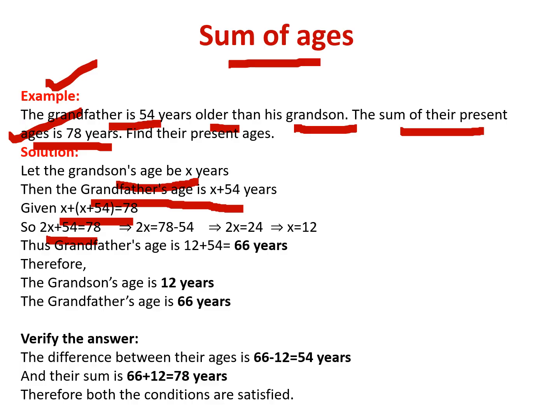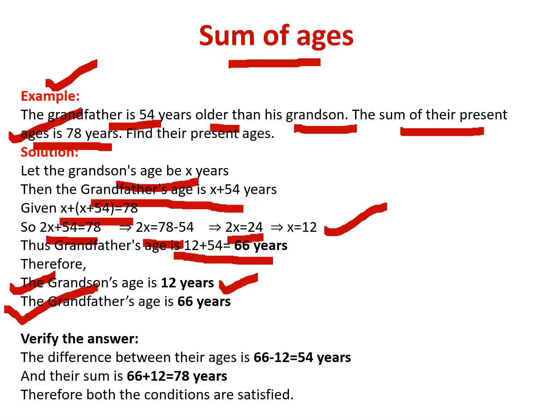Now subtract 54 from both sides. We get 2x is equal to 78 minus 54, which implies 2x is equal to 24. Divide both sides by 2, we get x is equal to 12. Therefore, the grandson's age is 12 years. Now, the grandfather's age is 12 plus 54 is equal to 66 years. Hence, the grandson's age is 12 years and the grandfather's age is 66 years.